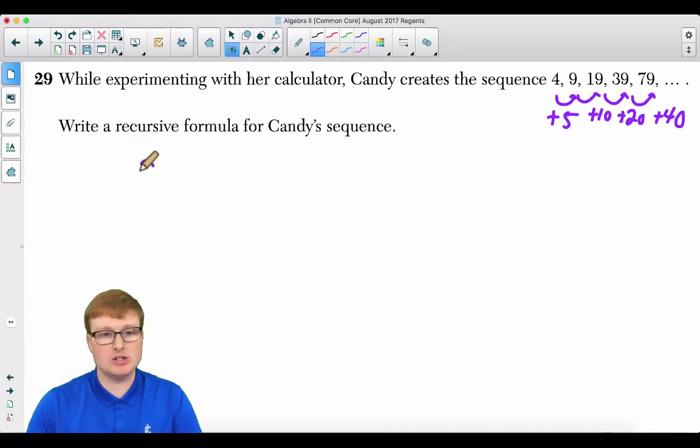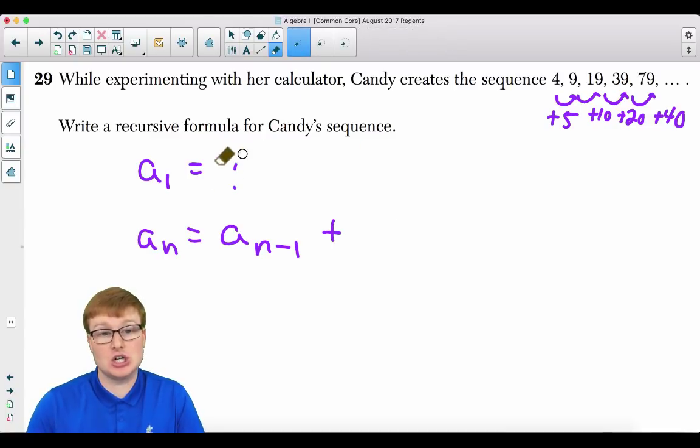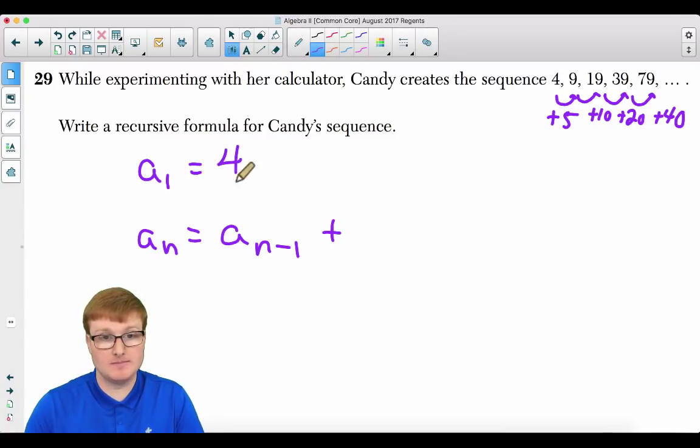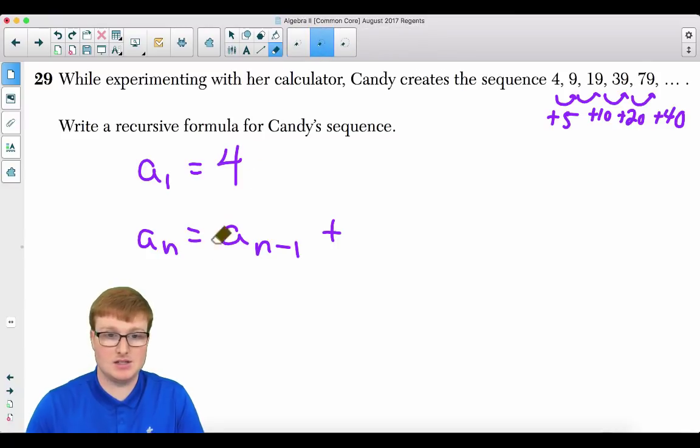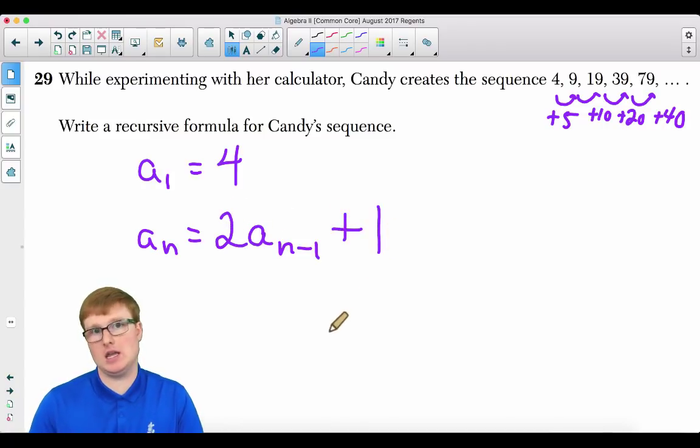So the recursive formula, you're just saying, all right, a sub 1 is whatever the first term is, and a sub n is equal to a sub n minus 1 plus whatever number is over here. Well, the first term we know for sure is 4. Okay, well, what is the next thing that we're going to write here? Well, what we're doing here is we're taking the previous term and multiplying by the number 2 and adding 1. You're probably thinking, well, I don't know what you just said.